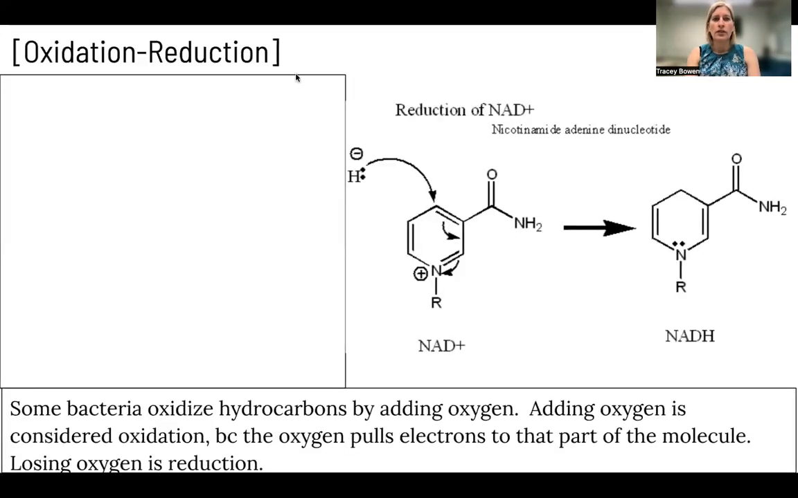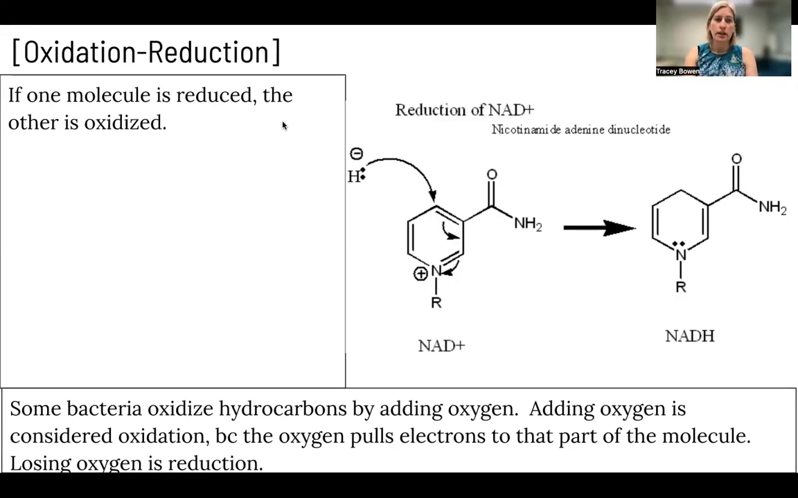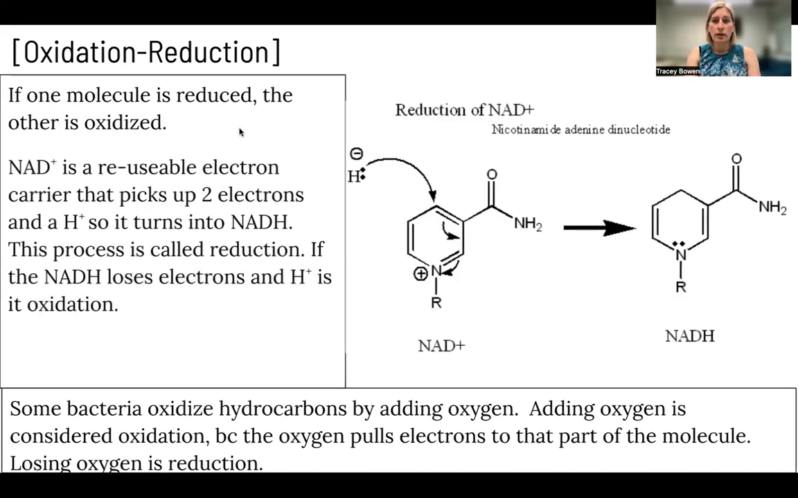Firstly, we need to understand oxidation and reduction and what those things are. If one molecule is reduced, that means the other is oxidized. We're going to be talking here about NAD+, which is a reusable electron carrier that picks up 2 electrons and a hydrogen ion. So it turns into NADH. This process is called reduction. So where it goes from NAD+ to NADH, this is a reduction reaction.